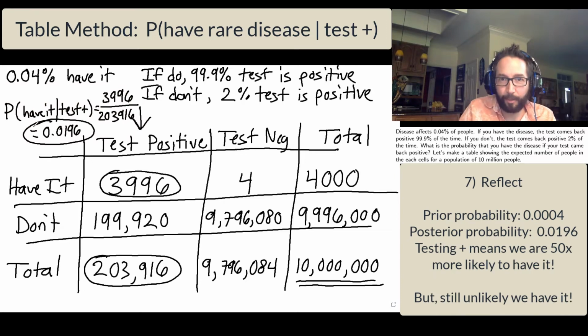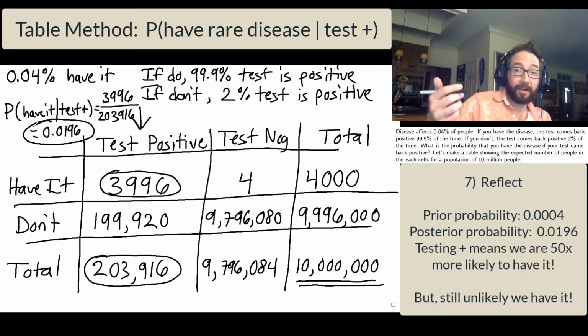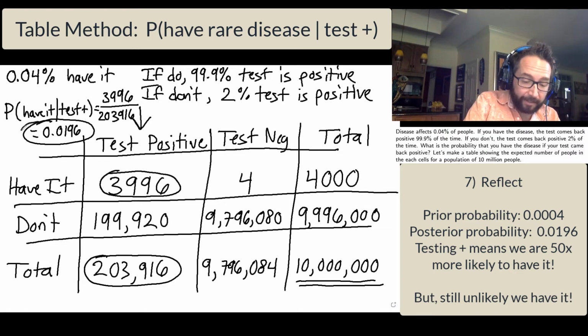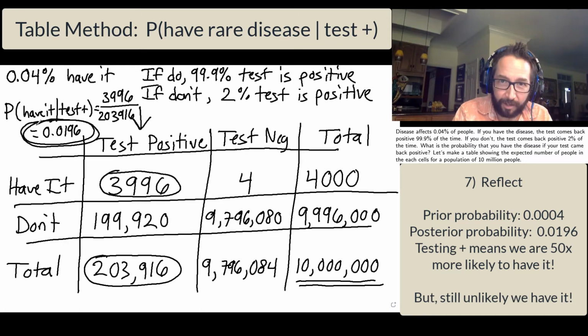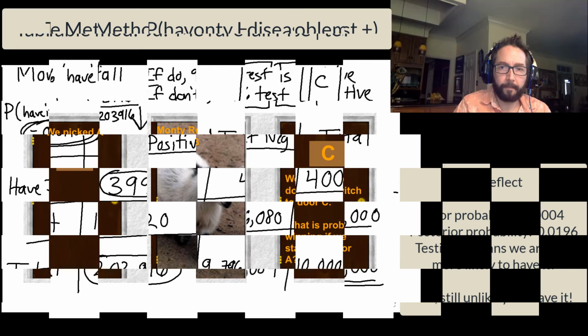So we started out with a 0.04% chance of having that disease, our prior probability. We threw in additional information into the mix. The test came back positive, and we found that probability has skyrocketed up by a factor of about 50, but we've ended up with still a relatively low probability of having the disease at just under 2%.